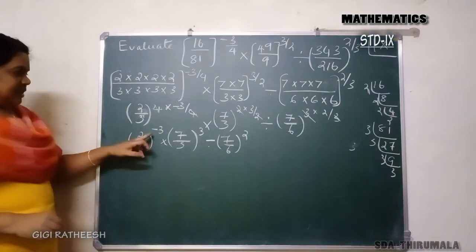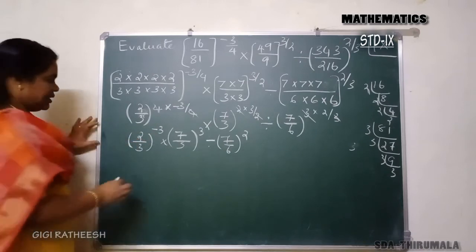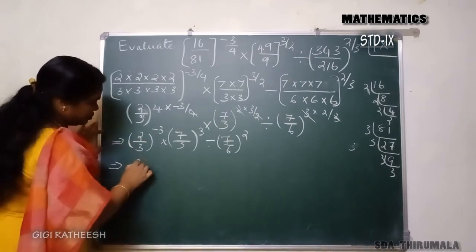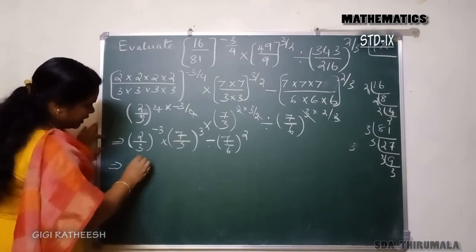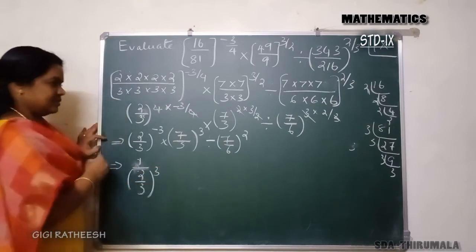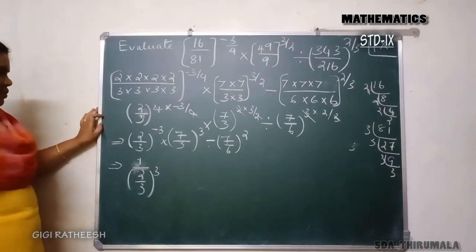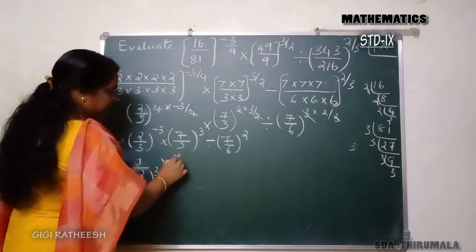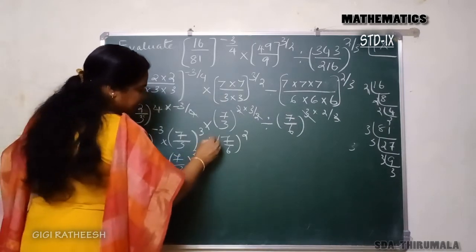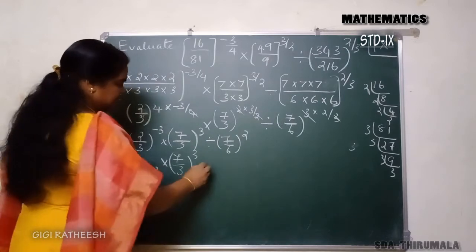And here there is a negative power, so we can write it in the reciprocal form: 1 by 2 by 3 the whole raised to 3, into 7 by 3 the whole cube. Here we change this into multiplication.